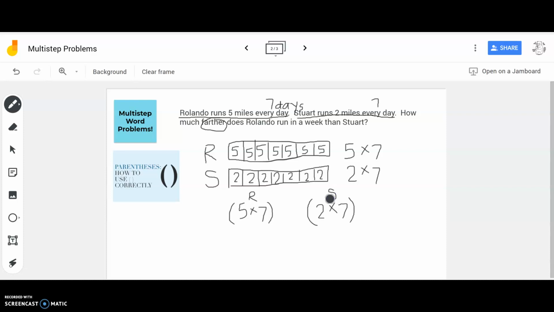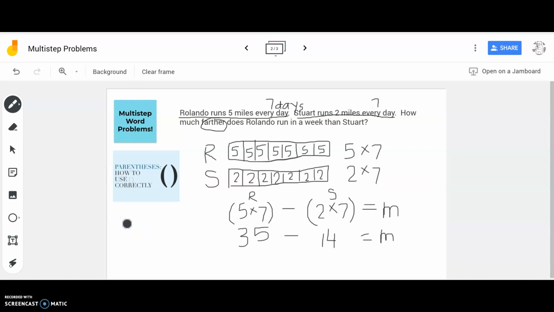Now I need to find how much farther. That means there's a difference between Rolando and Stuart. And I know that difference always means subtraction. And how much farther? They're running miles, so I'm going to use M as my variable. 5 times 7, I'm going to solve that parenthesis first, which equals 35. Then I need to solve my other parenthesis. 2 times 7 I know is 14. I still am going to subtract, but I always have to do my parentheses first.